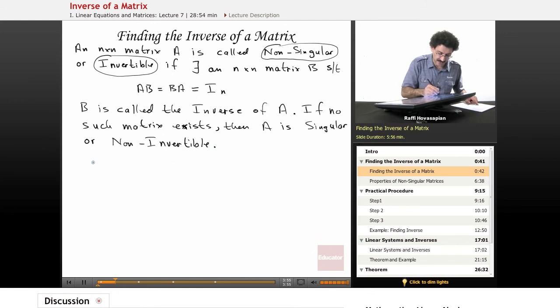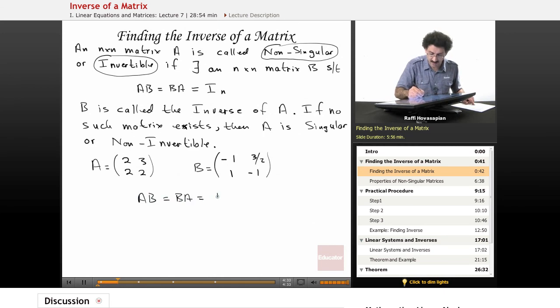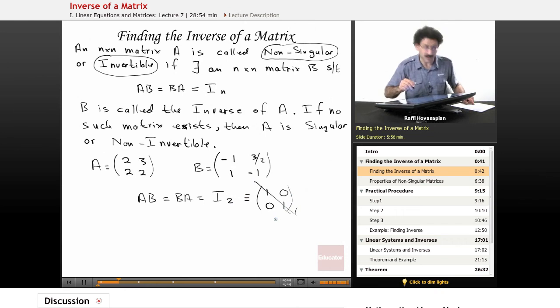Okay, so let's just take an example. A nice little 2 by 2. We have 2, 3, 2, 2. This matrix right here. And again, use mathematical software. It gives you the inverse just like this. So B happens to be -1, 3/2, 1, -1. So there are two matrices, A and B. Well, when we actually multiply A times B, and when we multiply B times A, and remember, matrix multiplication does not commute, so they're not necessarily equal, but in this case, AB does equal BA, and they both happen to equal the identity matrix, which is equivalent to this thing, 1, 0, 0, 1. Again, a matrix with 1s along the main diagonal.